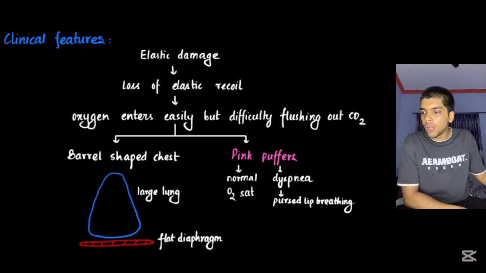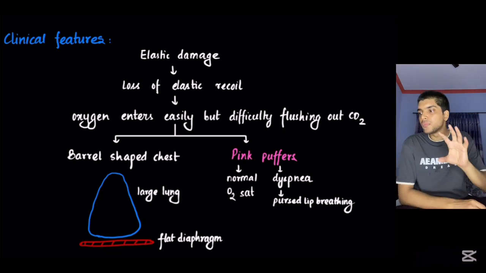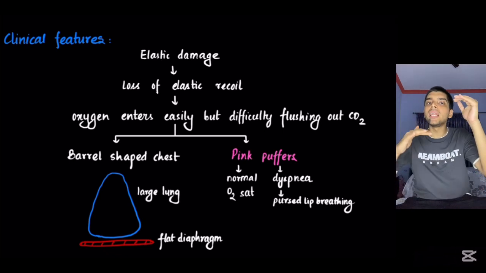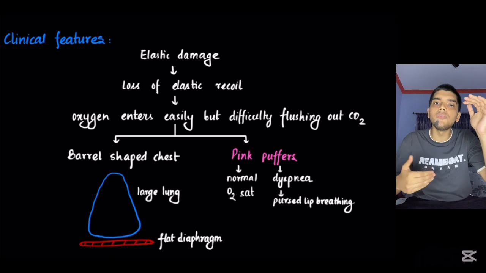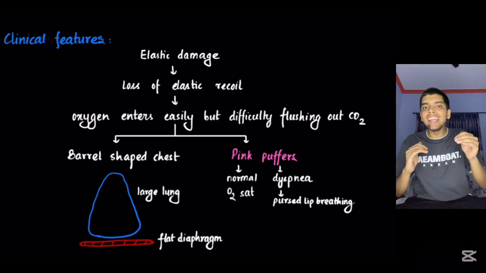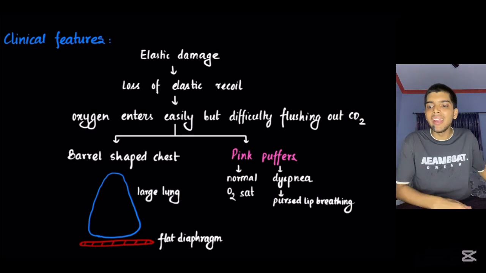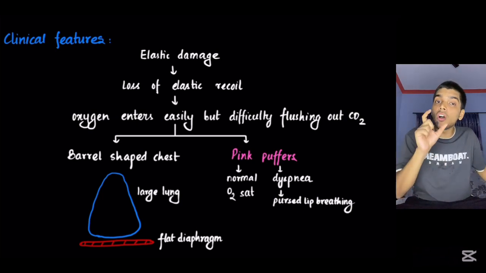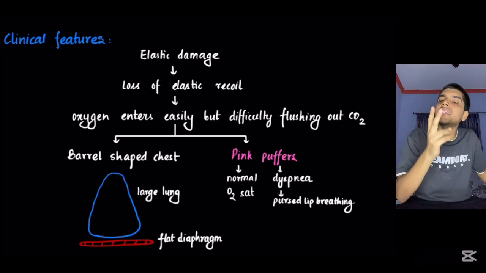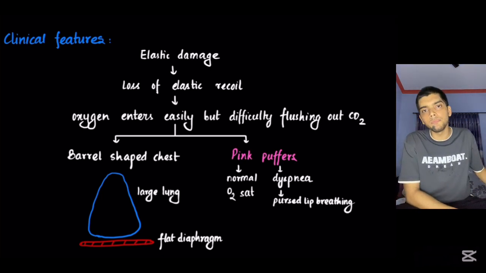And then what does smoking do? Smoking increases elastase as well as decreases the activity of alpha-1 antitrypsin. It increases elastase by 10 times, increasing the number of neutrophils. It decreases anti-elastase because the oxidants present in the smoke of the cigarette inhibit the activity of alpha-1 antitrypsin.